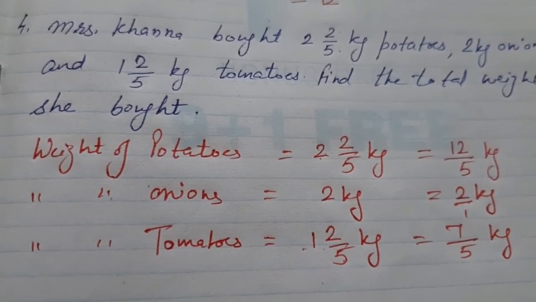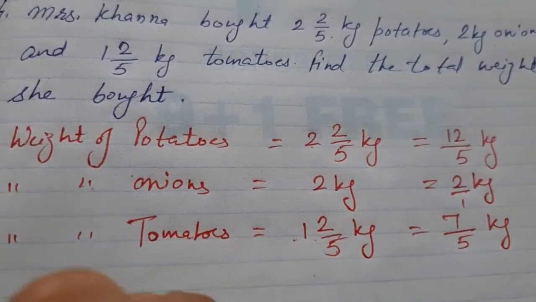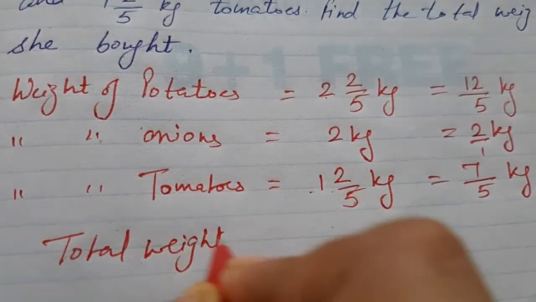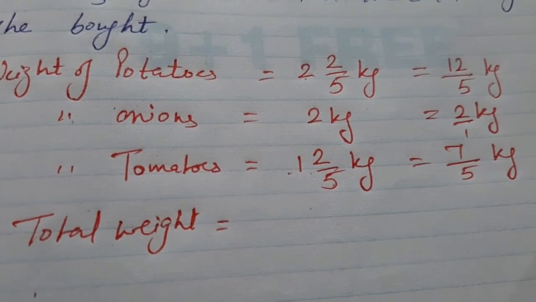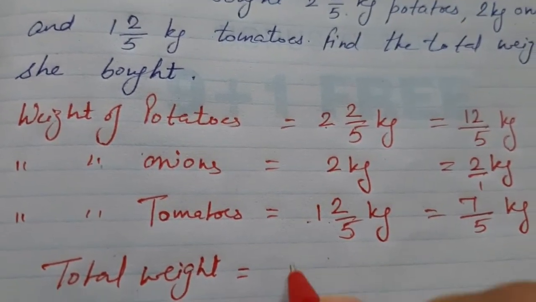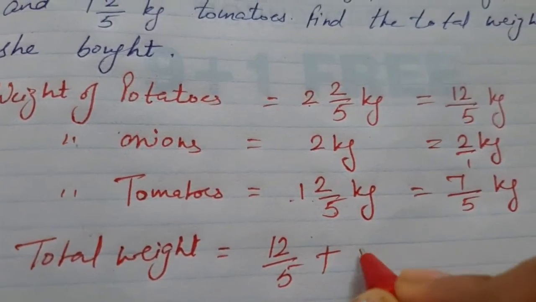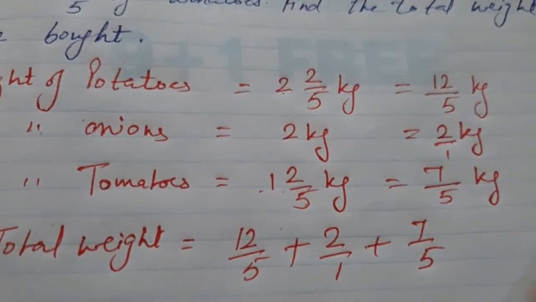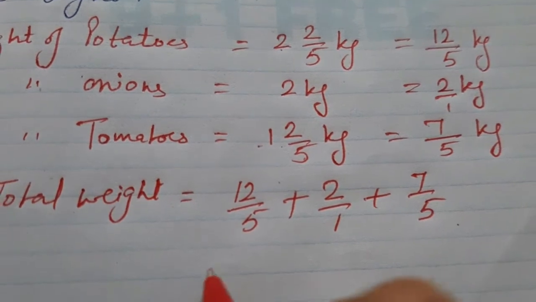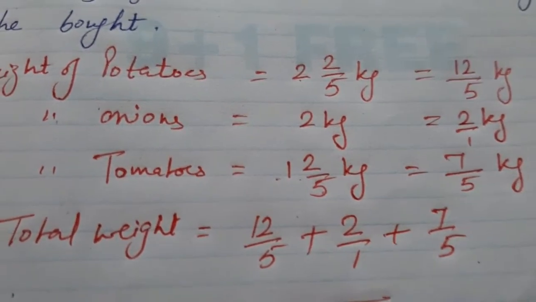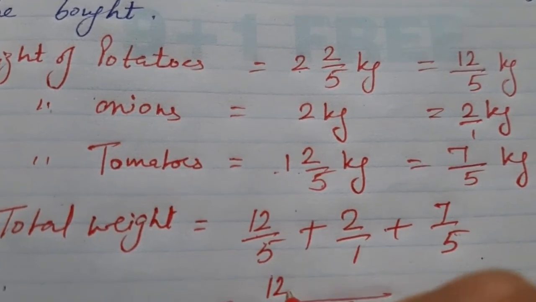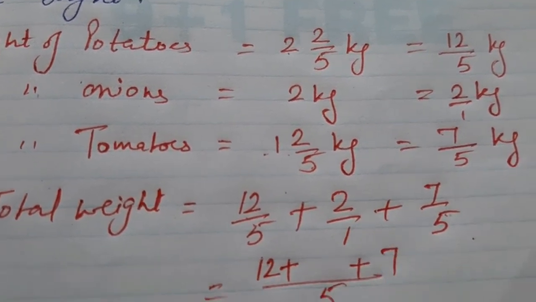Now what do I have to find out? Total weight. So what will be the total weight? For finding out the total, we have to add all the fractions. 12 by 5, 2 by 1, 7 by 5. Now take the LCM. LCM of this will come out to be 5 here. Now you will add up. Both of these are like fractions. So here it will be 12 plus here will be 7.